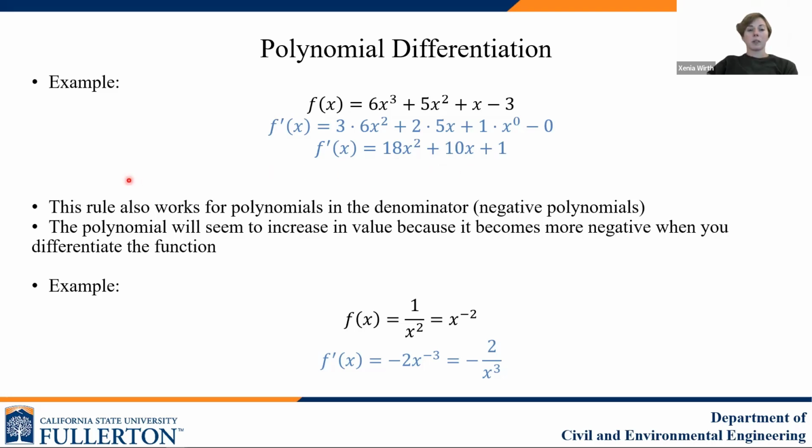This rule also works for polynomials in the denominator, because these are actually negative powers. The power will seem to increase in value because it becomes more negative, but you are doing it correctly. And as long as you remember that a polynomial on the bottom is negative, it is the same process. If f of x is 1 over x squared, that's the same thing as saying x to the negative 2. So the negative 2 would come to the front in the derivative, and then negative 2 minus 1 is negative 3. So the derivative there is negative 2x to the negative 3, or negative 2 over x to the third.